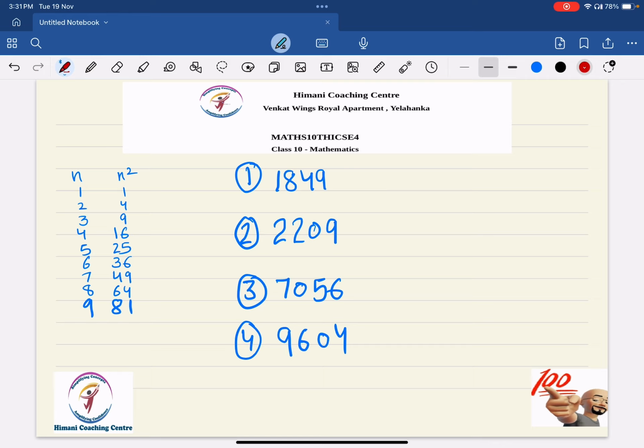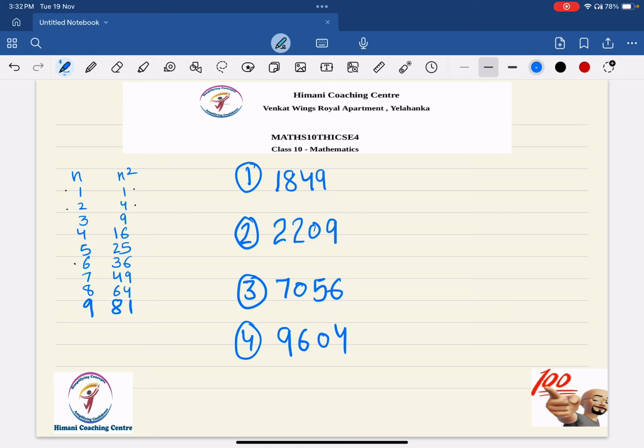Now, in order to first do the concept of how do we find square roots in a very fast manner, we should know the square of the numbers. Like if the number is 1, square of 1 is 1. Number is 2, square of 2 is 4. Likewise, square of 6 gives me 36. 8 gives us 64. 9 gives us 81. So this is a basic thing which we have to keep in mind.